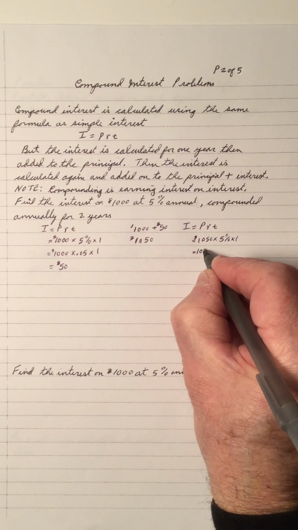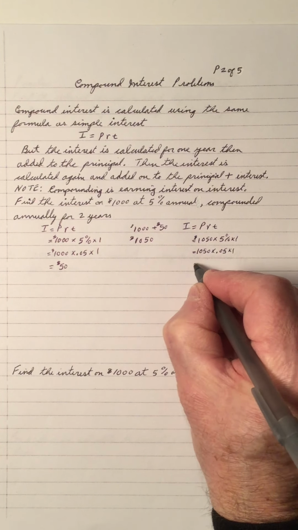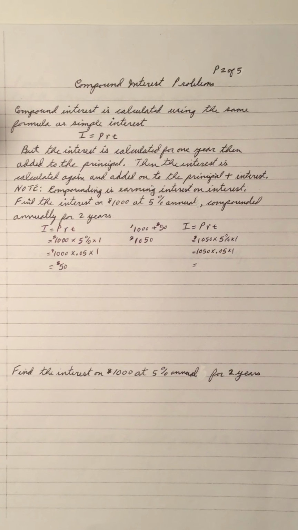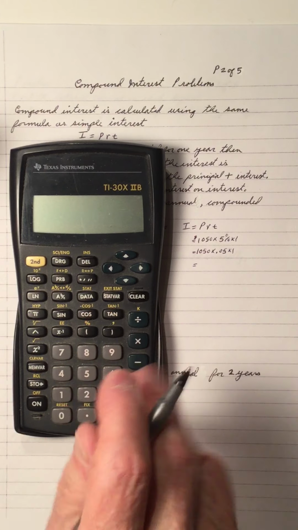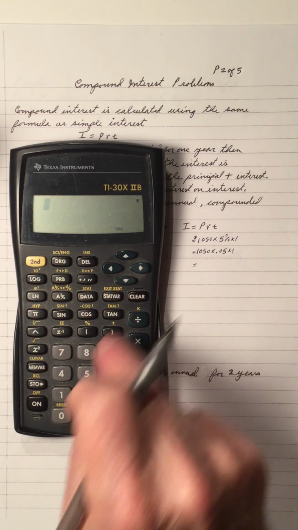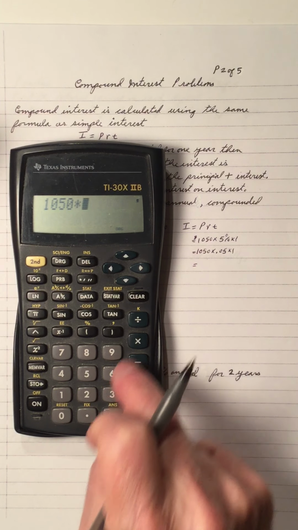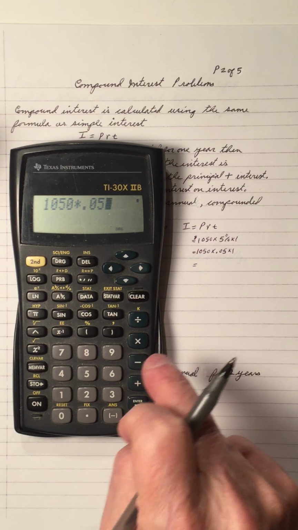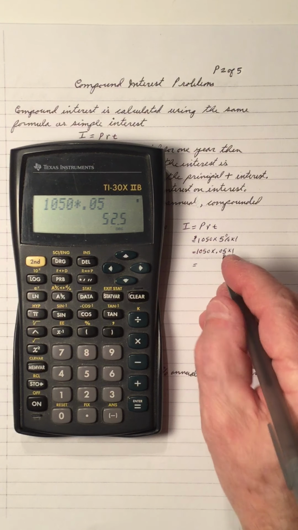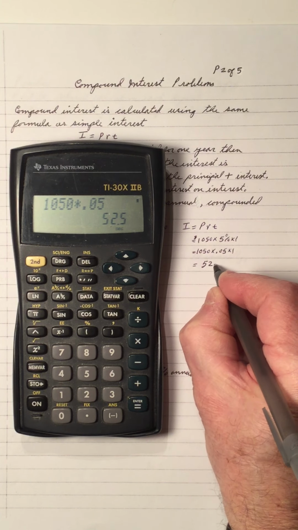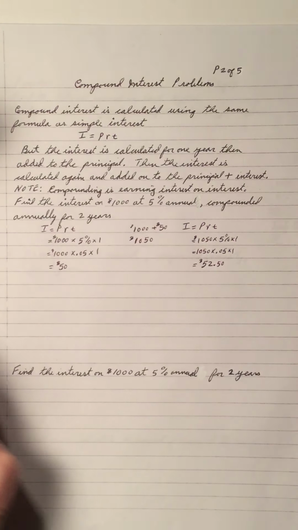So that's $1,050 times decimal 0.05 times 1. And in this case, probably it's best to use a calculator. It helps in the manipulation. Let's turn it on. So we get $1,050 times decimal 0.05 times 1. We don't have to do that because we know what times 1 is. We get $52.50. Let me move the calculator away.